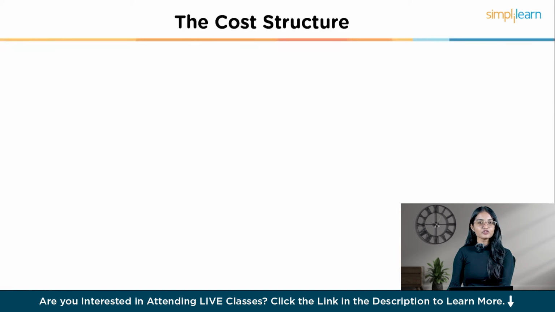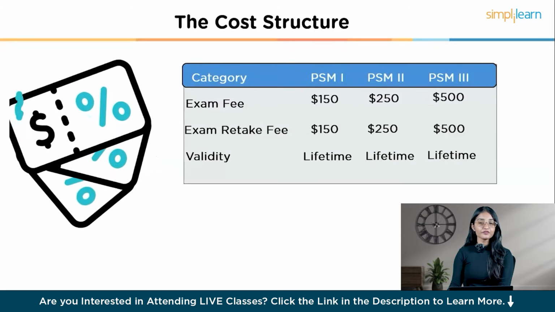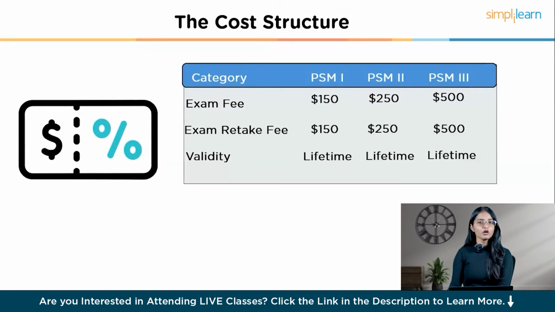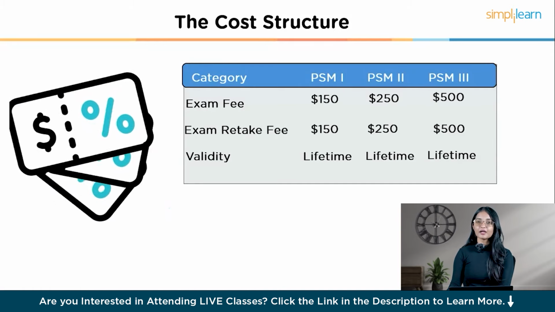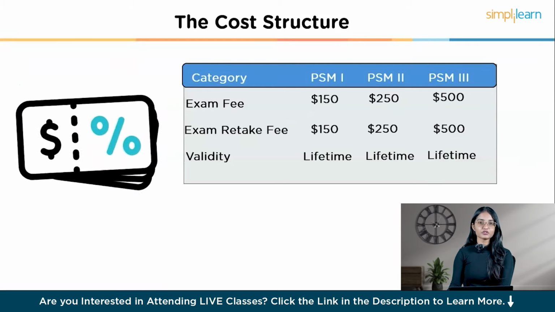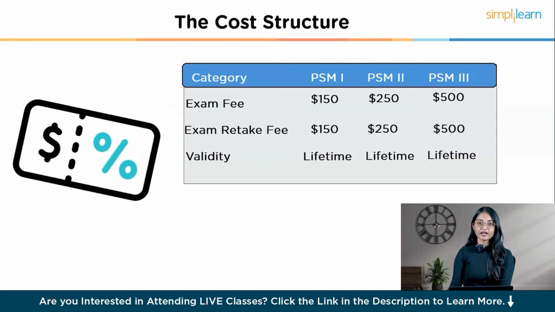Let's discuss the cost structure of the 3 different examination levels. PSM 1 has an exam fee of $150 with a $150 retake fee. PSM 2 costs $250 for the exam and retake fee. And PSM 3 commands $500 for both the examination and the retake fee. All 3 certifications are valid for a lifetime.